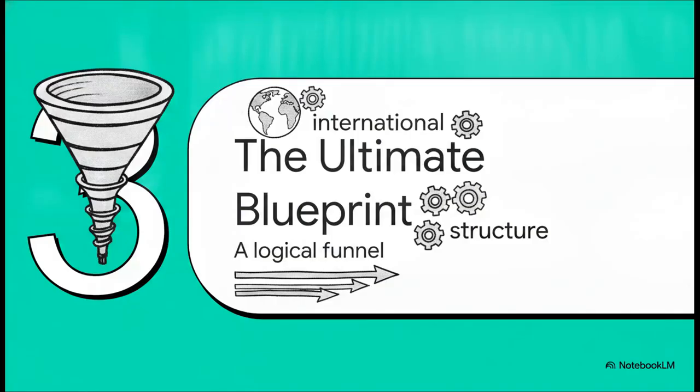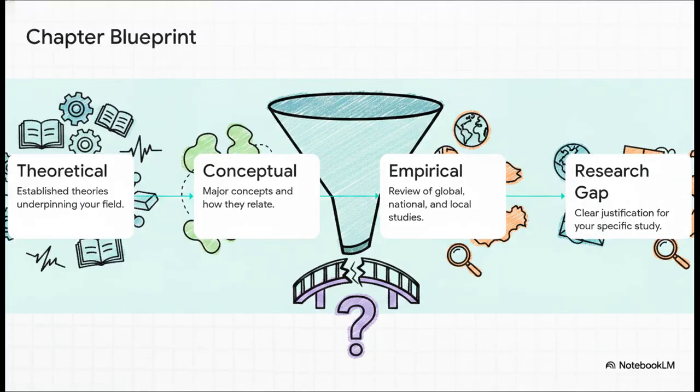All right, Section 3, the ultimate chapter blueprint. Let's see how these concepts actually build into a structure examiners recognize. A comprehensive thesis organizes Chapter 2 incredibly logically. Think of it exactly like a funnel. You start super broad at Step 1 with your theoretical foundations. These are the big established theories underpinning your field, things like sociocultural theory or generative grammar.